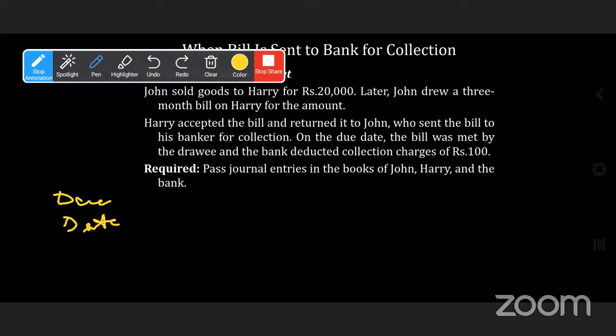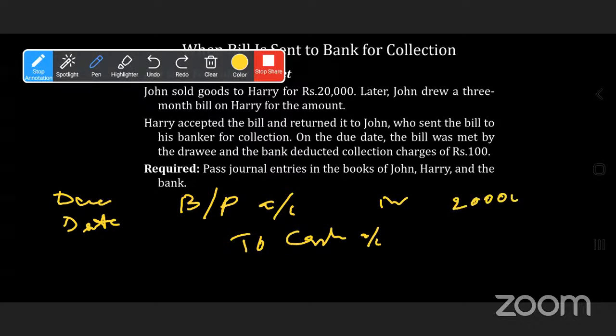So when the bill is met, what is the transaction you have to pass? Bills payable account debit to cash account. Yes, very good. Bills payable account debit to cash account, 20,000. Being bill met.